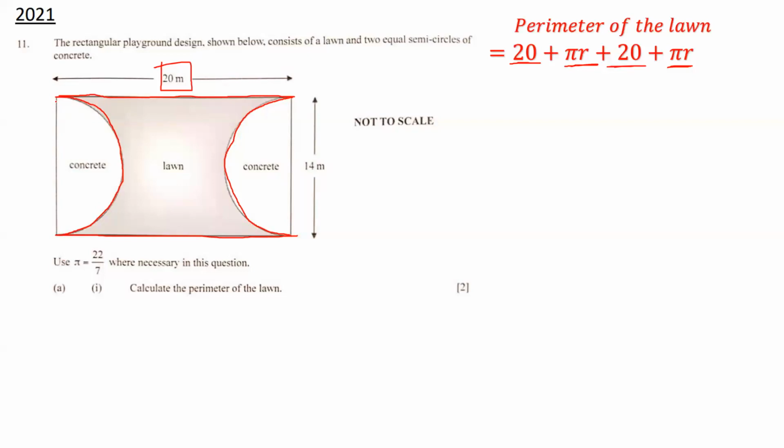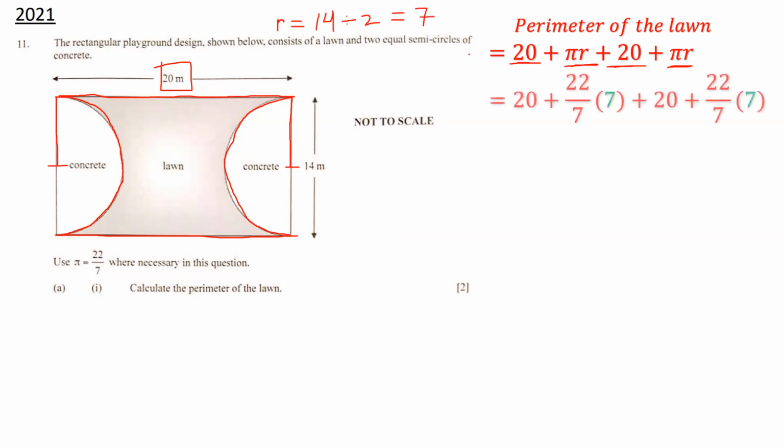is going to be half of the distance of this concrete. Now we know that the total distance is 14. So in order for us to find the radius, the radius is going to be equal to 14 meters divided by 2. And what is 14 divided by 2? Well, that's definitely going to be 7. So the radius is 7.